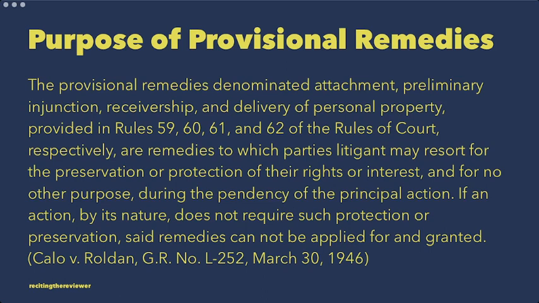So, what is the purpose of provisional remedies? In Calo versus Roldan, GR number L252, March 30, 1946, the court said that the provisional remedies denominated attachment, preliminary injunction, receivership, and delivery of personal property provided in Rules 59, 60, 61, and 62 of the Rules of Court. Take note that this is the Rules of Court before 1997.